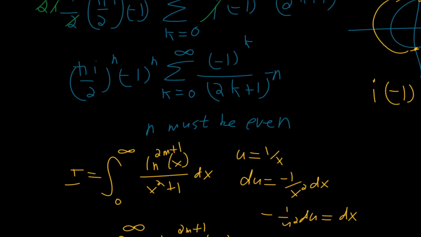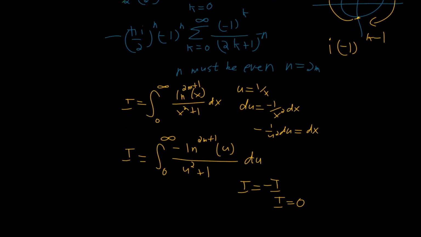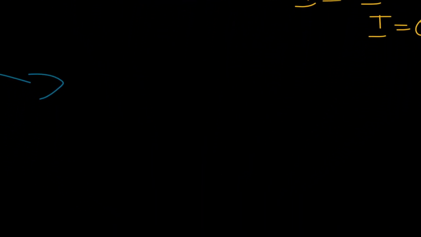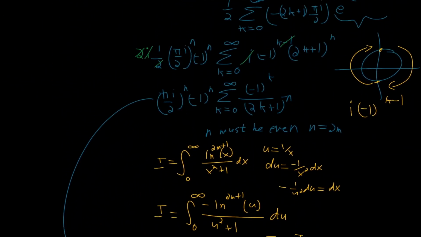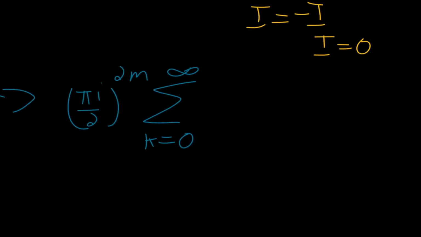With that in mind, we can now express n as just some 2m, for example. So what does our entire sum become? Drawing a big arrow down here, we find that our sum becomes pi i over 2 to the 2m. And that minus 1 term is actually just going to go away completely. And we have our sum from k equals 0 to infinity of minus 1 to the k over 2k plus 1 to the minus 2m.